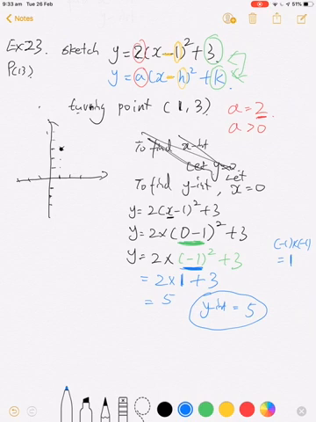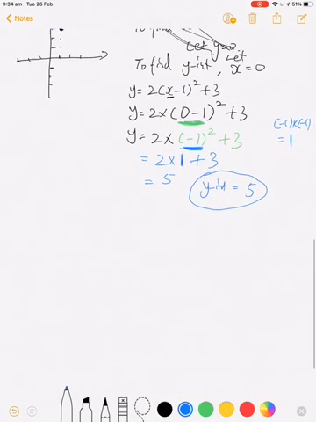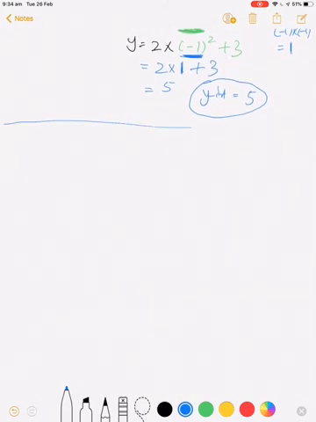Okay, so that'll be 1, 2, 3, 4, 5. That's my y-intercept. Okay, and then we can draw a more accurate turning point quadratic, which is a parabola graph. Okay, so this is how you do it.